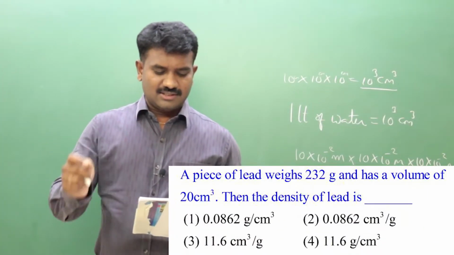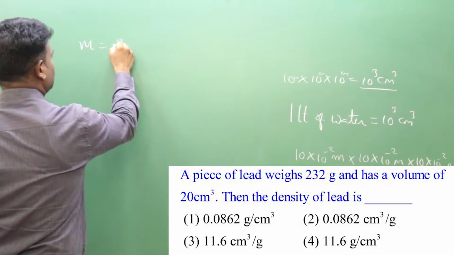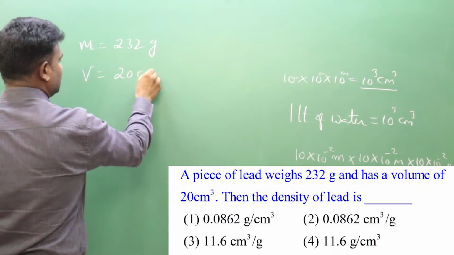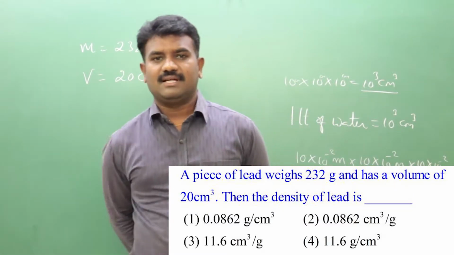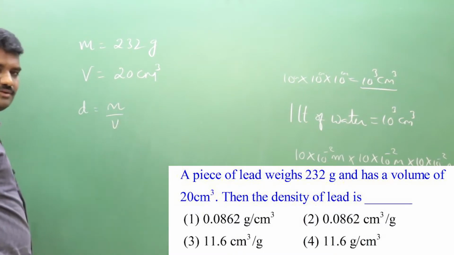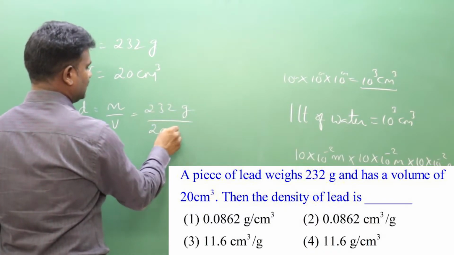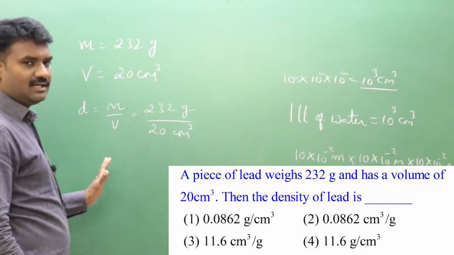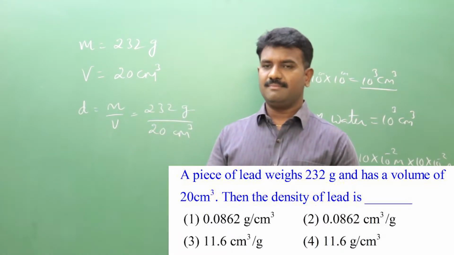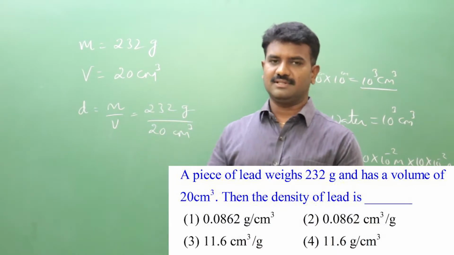A piece of lead weighs 232 grams. What is the mass of the lead? 232 grams. Volume is equal to 20 centimeter cube. What is the density of the lead? That's the question. As we know, density is equal to mass per unit volume. So mass is 232 grams by volume is 20 centimeter cube. So simplify, you will get the answer. That's all, it's a simple problem only. Generally I don't simplify because it's your part. I actually discuss only physics, so you simplify this small one.